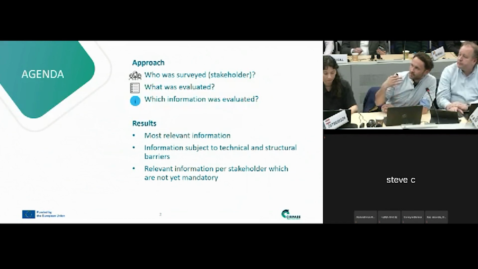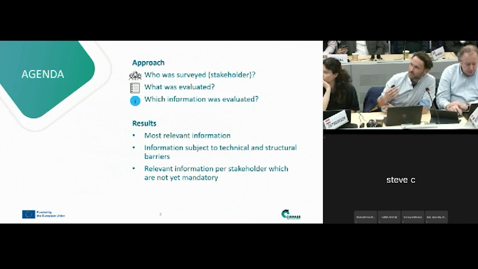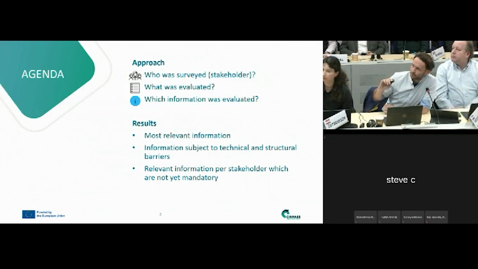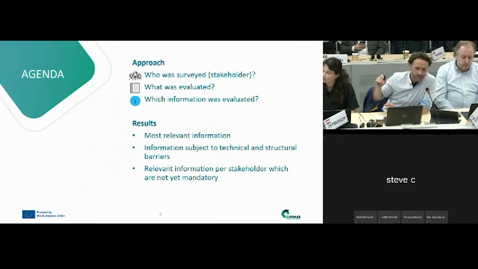So here, just to give you a little frame around, I want to show you the approach because this is quite important to understand what our database is, and I will show you who was surveyed, what was evaluated, and which information. And in the results, I just give you some examples because they're quite big. So I will show you some of the most relevant information that we found, the information that is subject to technical and structural barriers, and also the relevant information per stakeholder group.